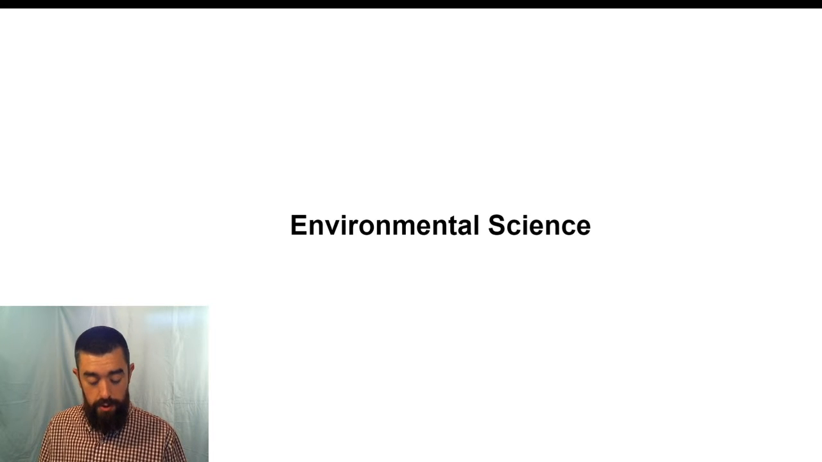Hello everybody, I wanted to give you guys a sense of what we're going to be learning in this class. Environmental science is a multidisciplinary science. That means it uses all the other sciences in its study. So I'd like to go through some of these different sciences and then run through what the different chapters are going to be.